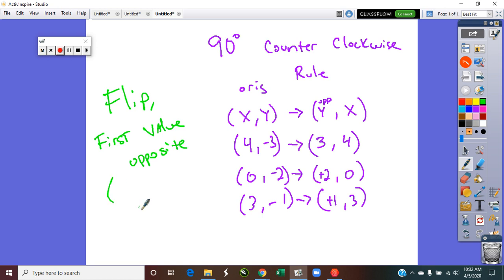Okay, so let's give us a random point. Let's say I've got 7, -5. Okay, if I'm going to rotate it 90 degrees counterclockwise, I'm going to flop them. So now I have -5, 7, and I'm going to make that first value opposite. So this -5 would become a positive. Okay, I think that's easy enough, guys.